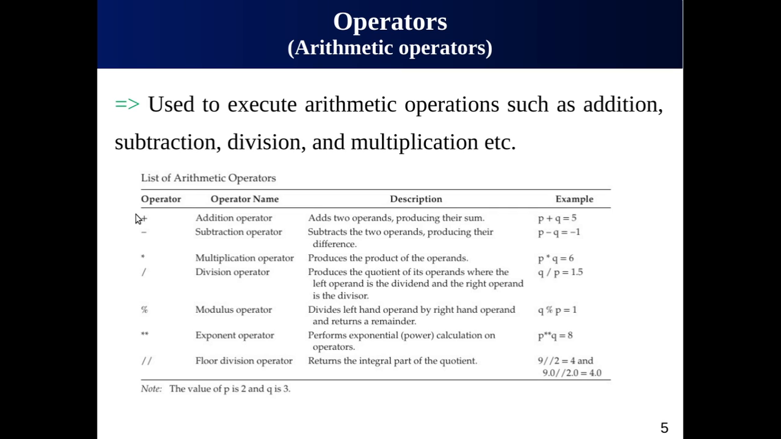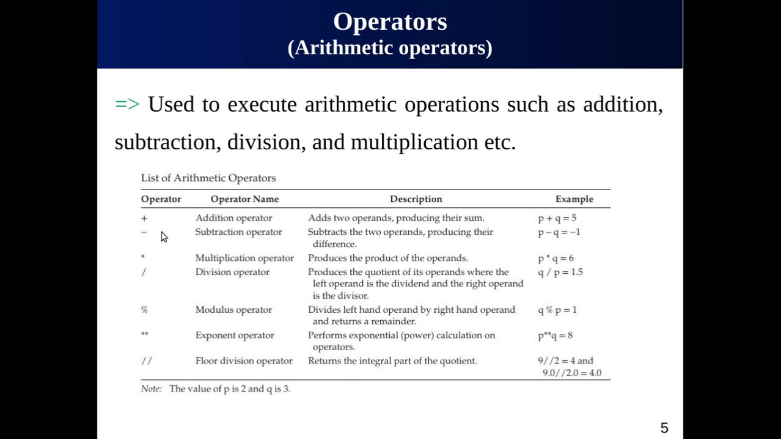So the first is the plus operator. It actually adds two operands or two values or two data items and will produce their sum. For example, p plus q. Here in this case, the value of p is 2 while the value of q is 3. So 2 plus 3 will give you a 5.